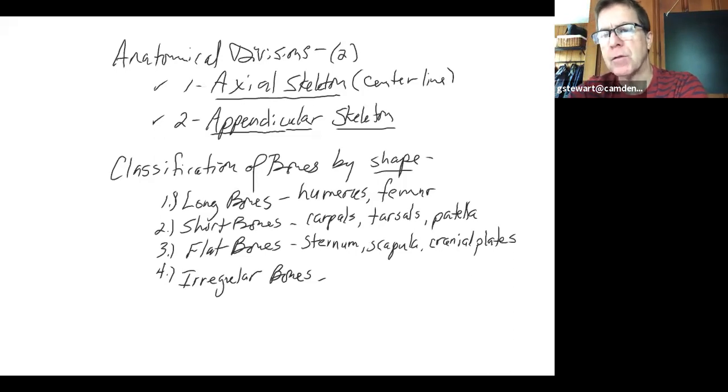Finally, irregular bones are funky looking bones that don't fall into categories 1, 2, or 3. Some quick examples would be the vertebrae in your backbone, in your vertebral column, and things like the pelvic bones. Those are kind of weird shaped.